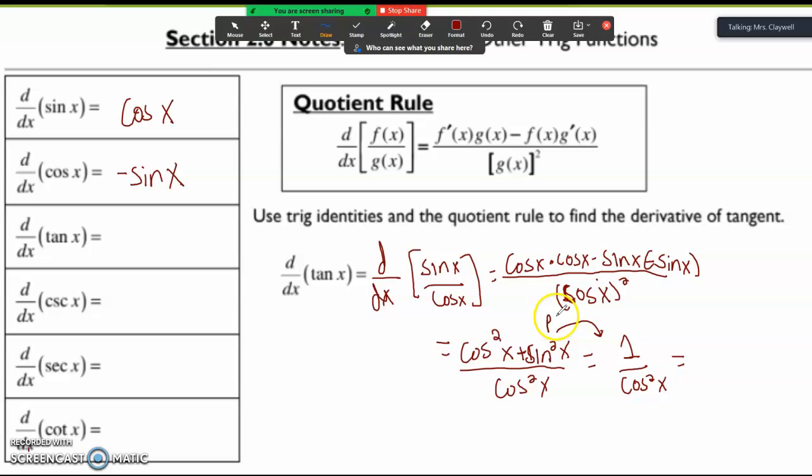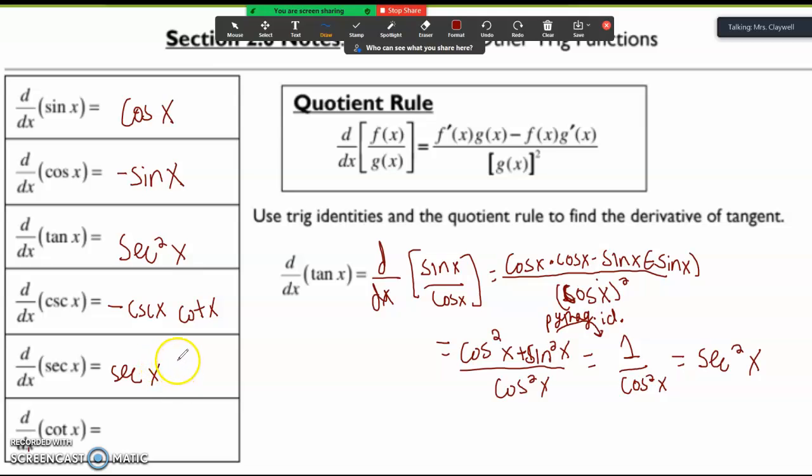That's our Pythagorean identity that allows sine squared plus cosine squared to become a 1. And then I know, out of reciprocals, this is the same as secant squared x. So the derivative of tangent is secant squared x. If we continue doing this for the rest of these, we'd end up getting the derivative of cosecant is negative cosecant x cotangent x.